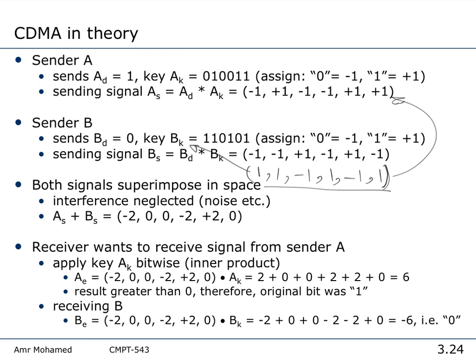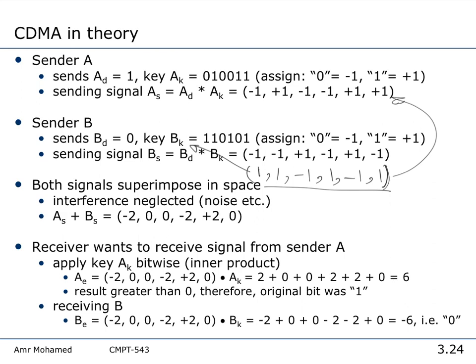So as long as this number is higher than 0, then the actual data was 1. You can try the same thing and multiply by BK. In that case, BK is this. You will see that you get -6, which means that as long as it's below 0, then the actual data was -1 or 0. So that's how it works, basically.